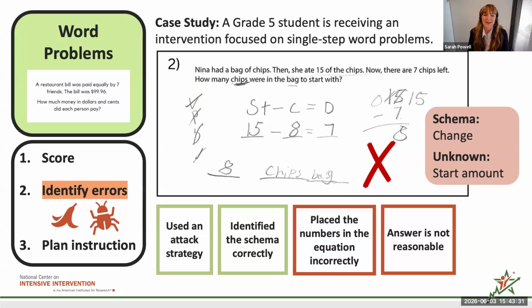All right. So for item number 2 here, the student answered this problem incorrectly. I'm going to give you 20 seconds to read this word problem and look at the student's work sample to try to identify what the student did here.